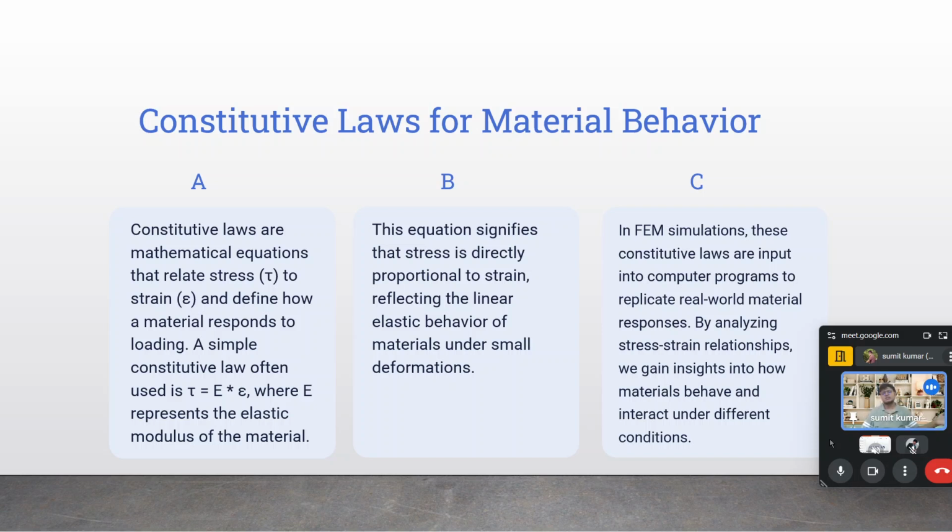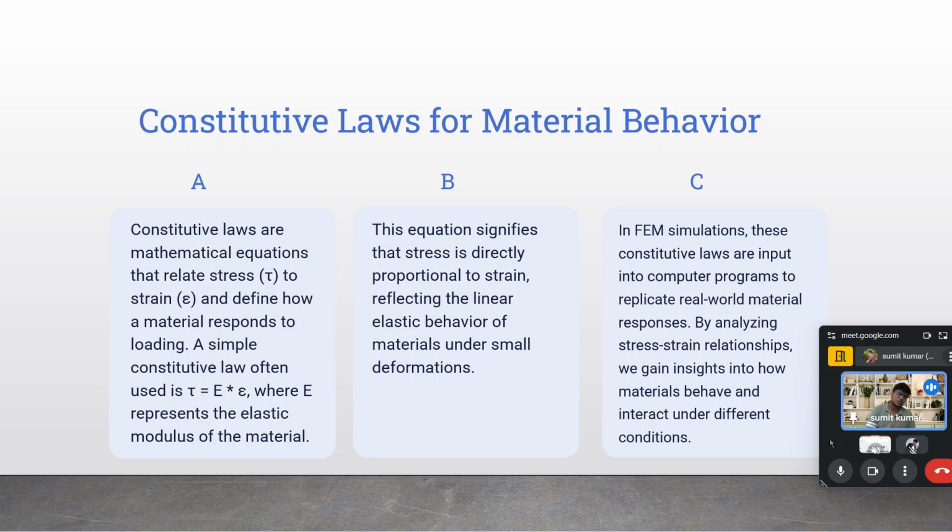So we are talking about the constitutive law of material behavior, the mathematical equations that relate stress and strain. We know from the very fundamental concept, starting from the strength of materials, that stress is proportional to strain. When stress is proportional to strain, we say that stress is equal to E times strain, where E is a constant, the modulus of elasticity.